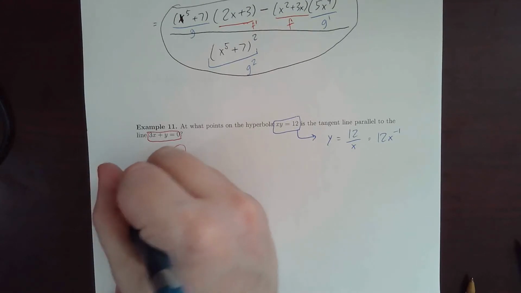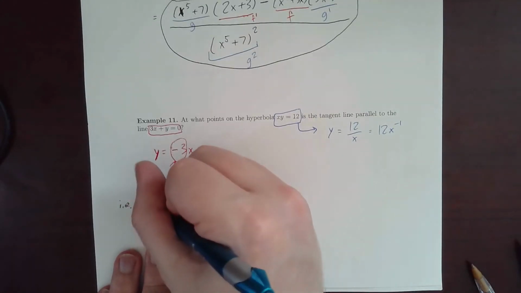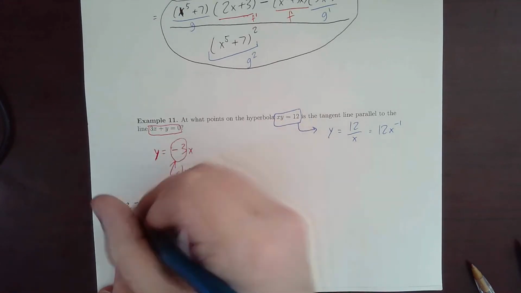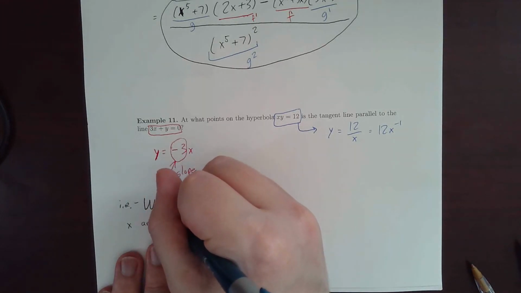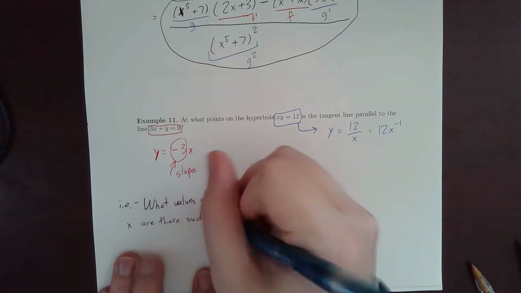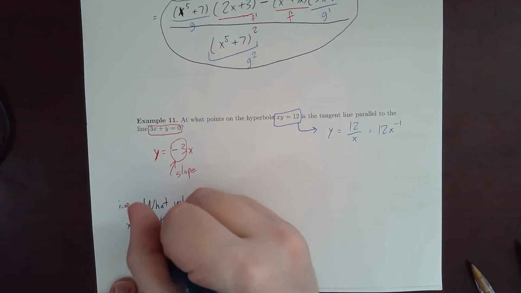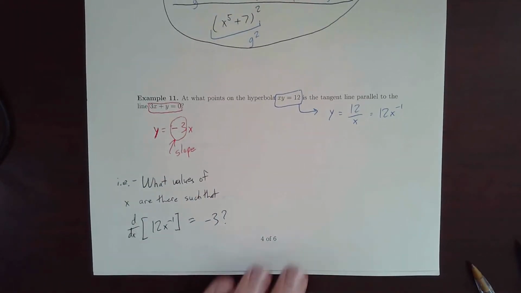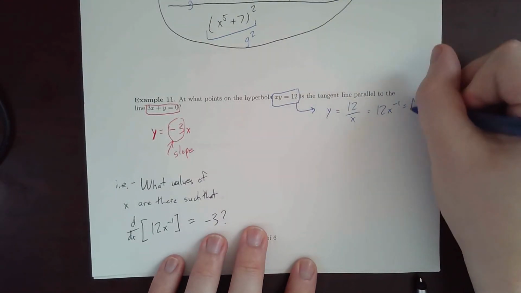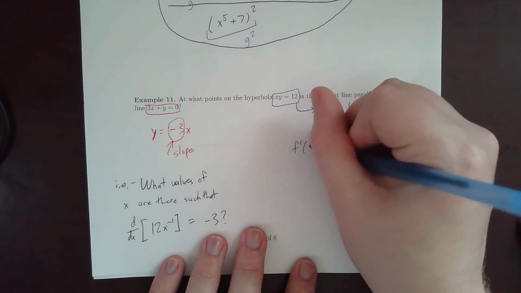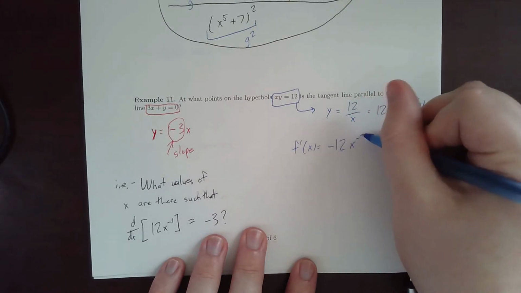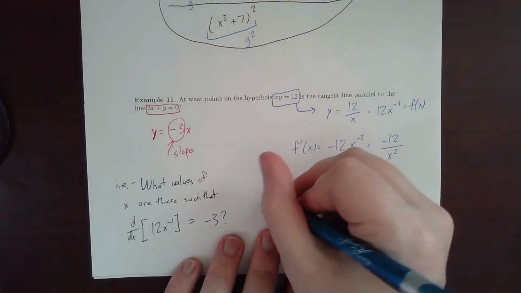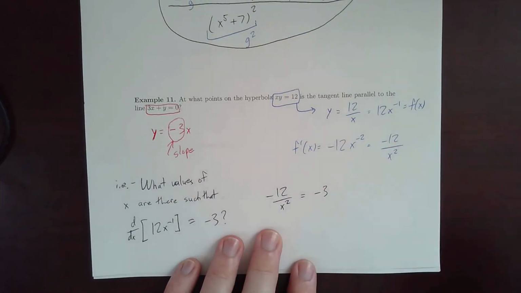So let's rewrite the question. What values of x are there such that the derivative of 12x to the negative 1 equals negative 3? Alright, so first we want to find the derivative of this. If this is our y, we'll call it f of x for now. If we want to find f prime of x, that will be negative 12x to the negative second, or negative 12 over x squared. And so what we're saying is we want to take negative 12 over x squared and set it equal to negative 3, and solve for x.